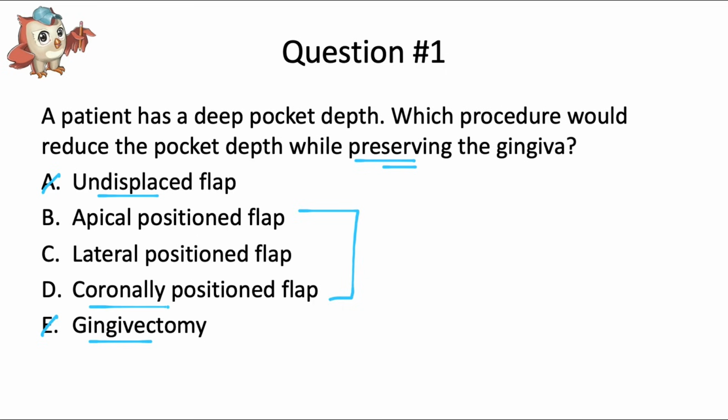Coronally positioned would decrease recession, but actually increase the pocket depth by stretching the tissue toward the tooth. Laterally positioned would keep the pocket depth the same. Apically positioned would decrease the pocket depth while preserving the gingiva. So the answer to this first question is B.